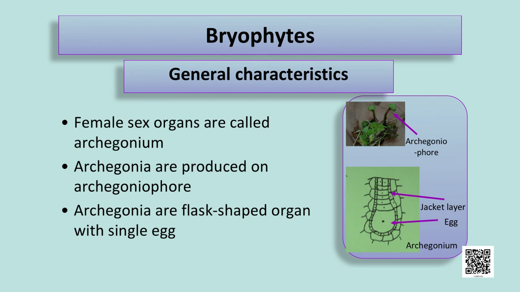They are produced within specialized structures called archegoniophores. In the given picture, you can see the archegoniophore. Many archegonia are produced on one archegoniophore and only one egg is present at the base of each flask shaped archegonium. The fusion of male and female gamete occurs within the archegonia.